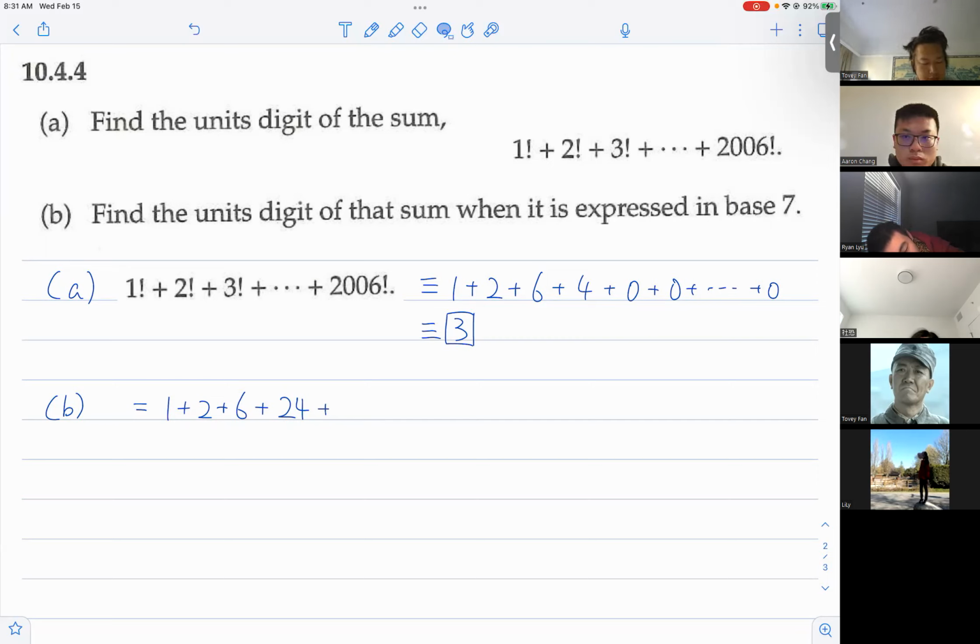对，但是如果在 base 7里面，从哪一个 factorial 开始就一定会变0啊？如果把每一个 factorial 都换成一个 base 7的数，那从哪一个 factorial 开始，它的 unit digit 一定是0呢？谁知道？Anyone? If you find the product of each factorial, right? If you find each factorial in base 7, then starting from which factorial do we have unit digit of 0.